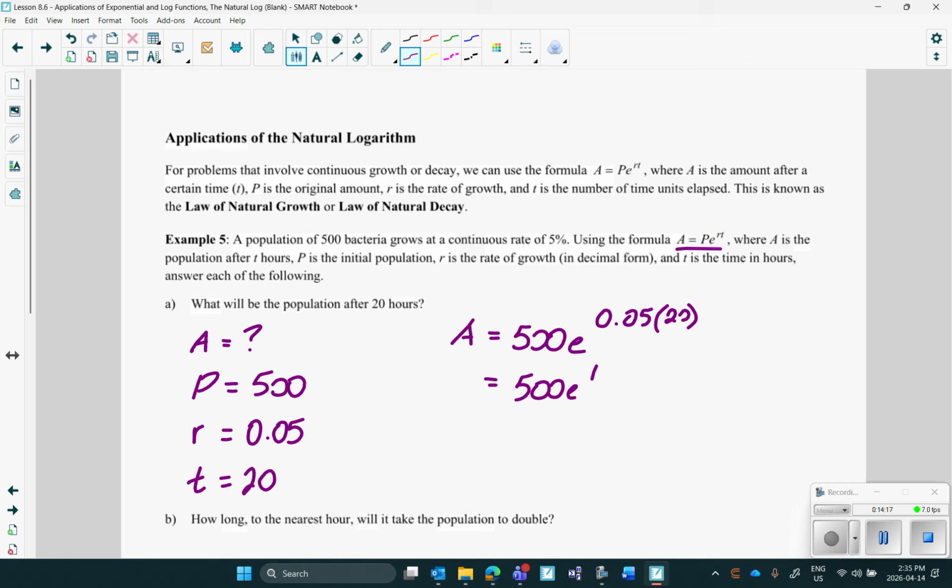Okay? So our answer is going to be 500 times e to the first. So you should have at least an e to the x function on your calculator. So do e to the first, it should work out to 2.718 something. And then times it by 500. And because it's bacteria, we'll round to the nearest whole number.